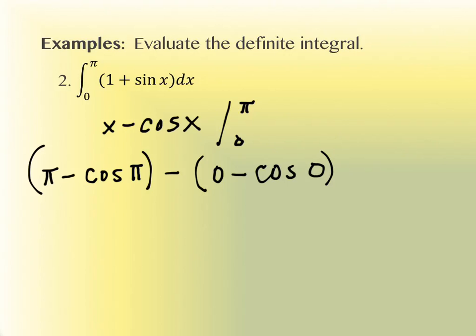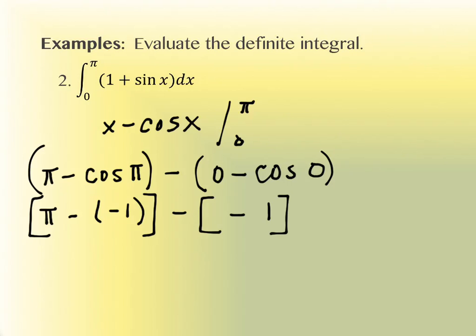What is the cosine of pi? It's actually negative 1, right? So I actually have pi minus negative 1. Minus. The 0 is 0, so that's fine. There's a negative here, and then what's the cosine of 0? That is actually 1. So we've got a negative 1 there, but the negative is not coming from the cosine of 0. It's coming from the subtraction sign that's already there. So I actually end up here with pi plus 1 plus 1, which gives me pi plus 2.